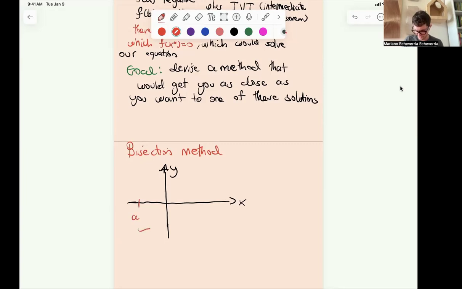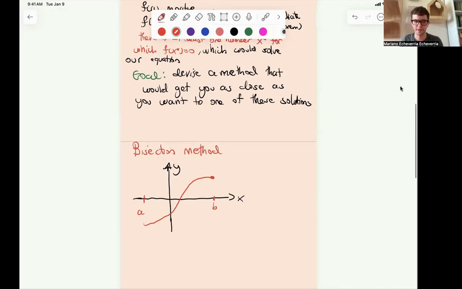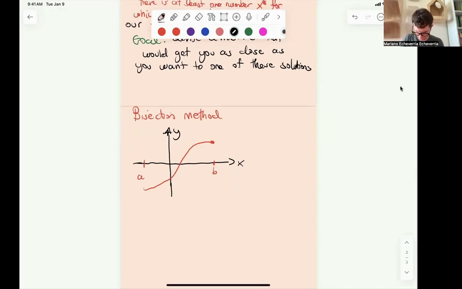So again, let me just put something like this, and I'll show you an animation in a moment. So step one, and that is your starting point. Let me use a different color for these steps. Step one is that you have to find two values A and B where the values of the function are of opposite signs. So either positive, negative, or negative, positive.